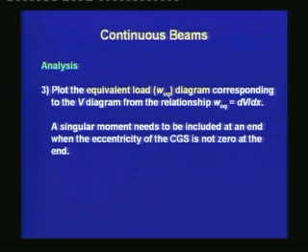The fourth step, before we go to the fourth step, another important point is a singular moment needs to be included at an end when the eccentricity of the CGS is not 0 at the end. If the CGS has an eccentricity at the end, then we need to add an equivalent moment at the end.